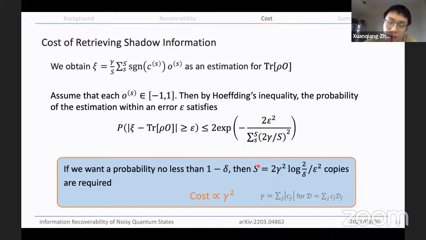It's interesting to note that this number of quantum states required is proportional to gamma squared, where gamma is the sum of absolute values of the coefficients in the decomposition of the retriever. So we can use gamma as a measure for the cost of retrieving a piece of shadow information.